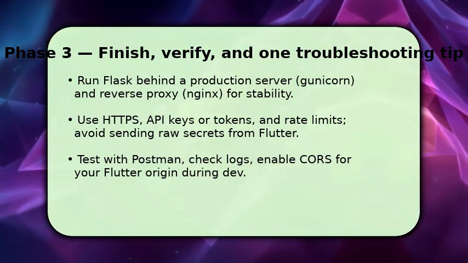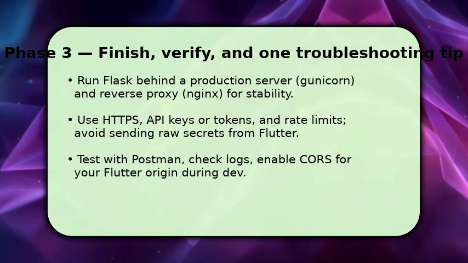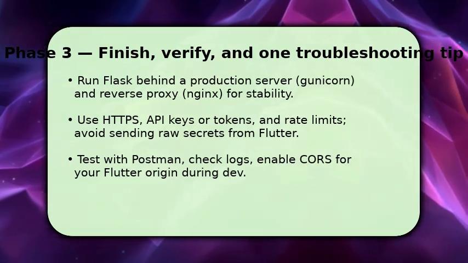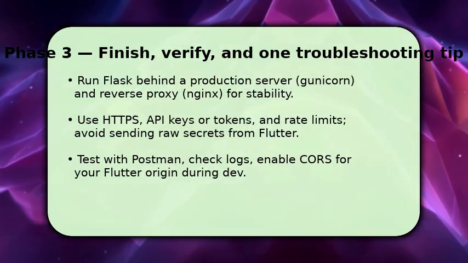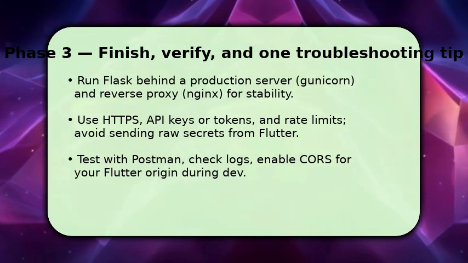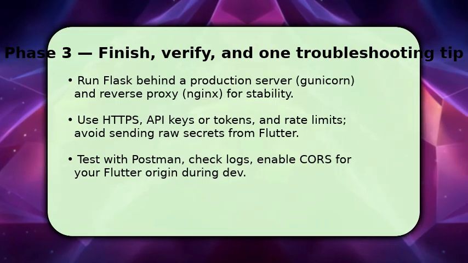Once done, test endpoints with Postman and simulate mobile requests from the same network. If things go wrong, check server logs and CORS settings first. Most failures are network, CORS, or wrong JSON schema mismatches. Fix those, then retry the client.